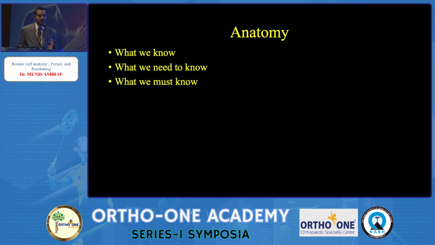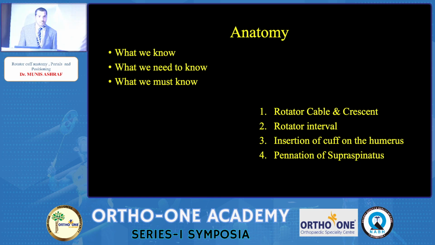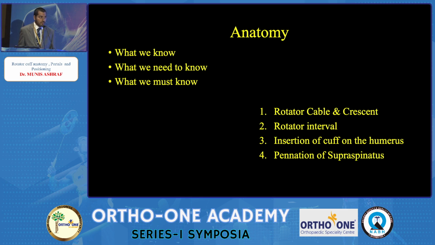So anatomy, I wanted to discuss under the following headings: what we know, what we need to know, and what we must know, so that it's a bit more interesting. The topics which we need to know are what is the rotator cable and crescent, what is a rotator interval, how the insertion of the cuff on the humeral head is, and something about pennation of the supraspinatus.